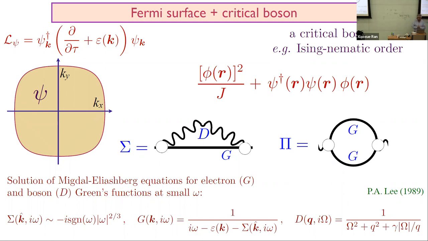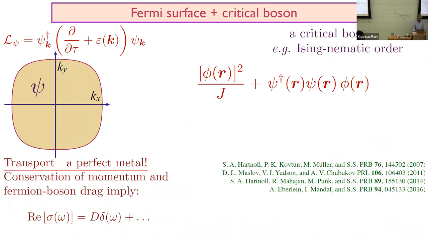In the original paper of Patrick Lee, he said there's a resistivity that goes as T to the 4/3. That's wrong. In fact, as we pointed out a while back, the resistance is actually zero in this theory. If you take this low energy theory, which gives you the omega to the 2/3 self-energy, it is a non-Fermi liquid, but this non-Fermi liquid has zero resistance. It's a perfect metal as far as transport is concerned.